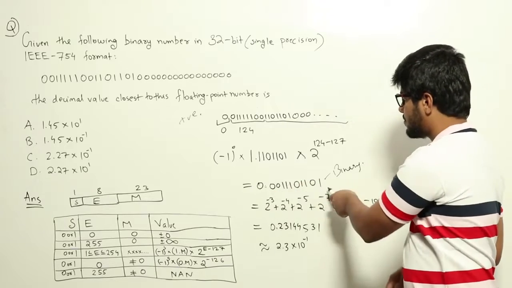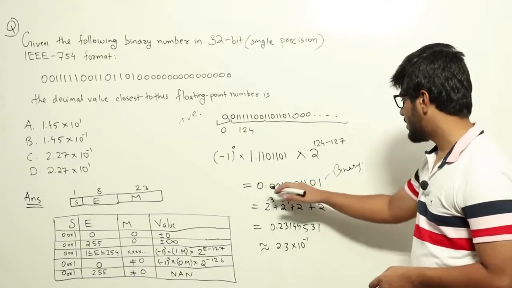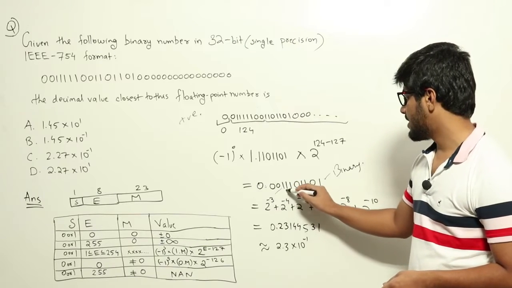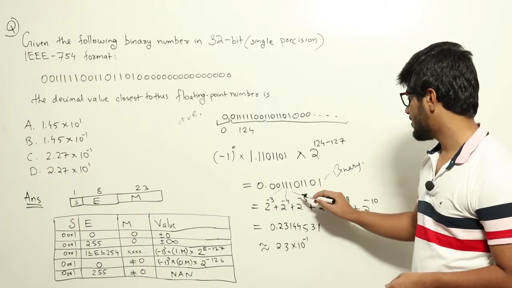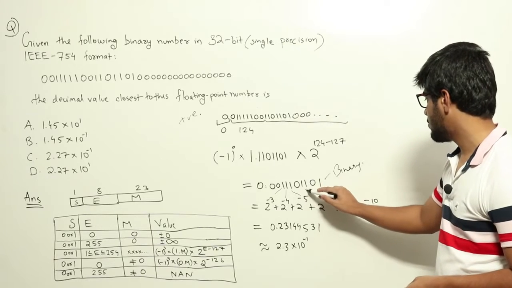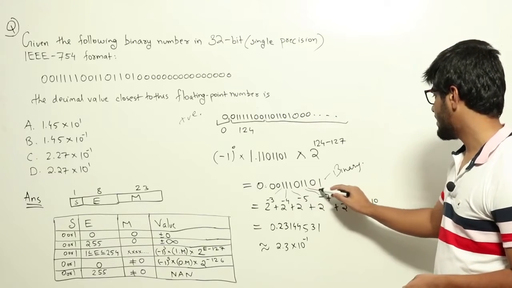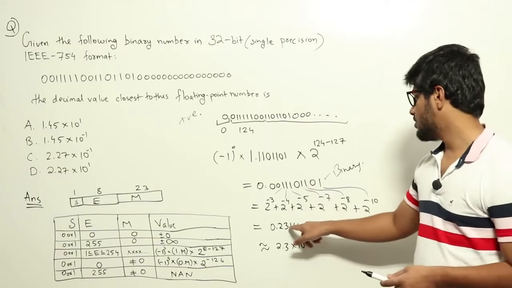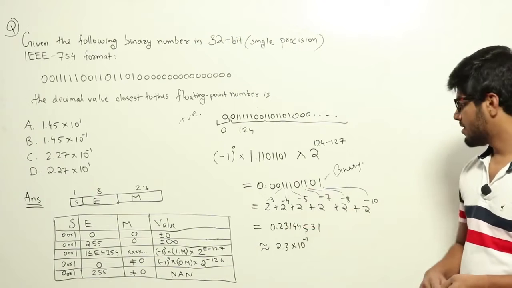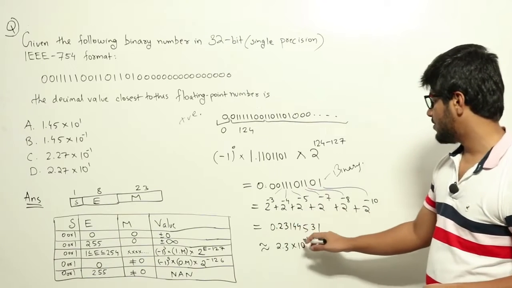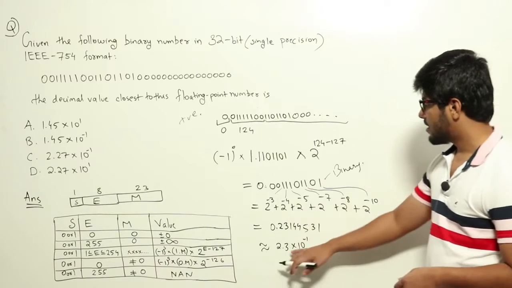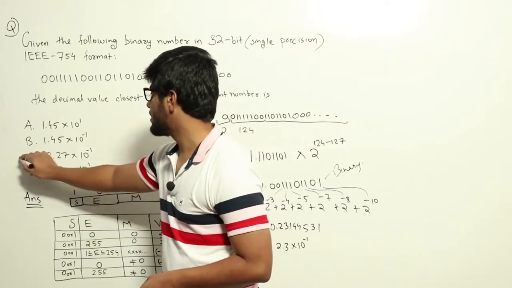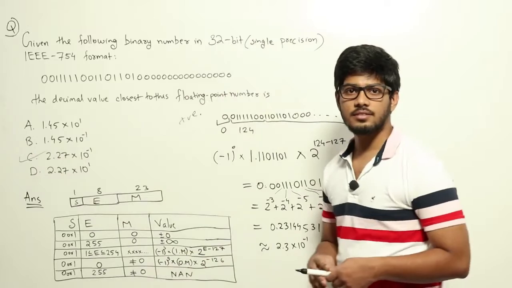So this part, when we convert it to decimal, it would be 2 power minus 3, that's for this one, plus 2 power minus 4, plus 2 power minus 5, then we see 0, plus 2 power minus 7, plus 2 power minus 8, plus 2 power minus 10. So this will be 0.231445531. So roughly we can write it as 2.3 into 10 raised to minus 1. Now this option is not given. The closest one is option C, 2.27 into 10 raised to minus 1. C is the answer.